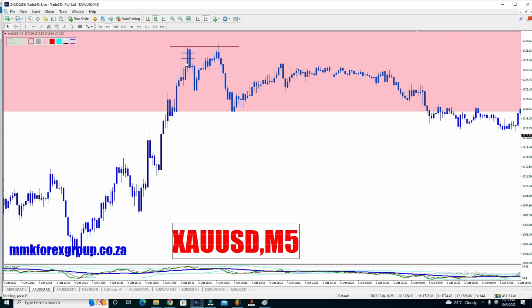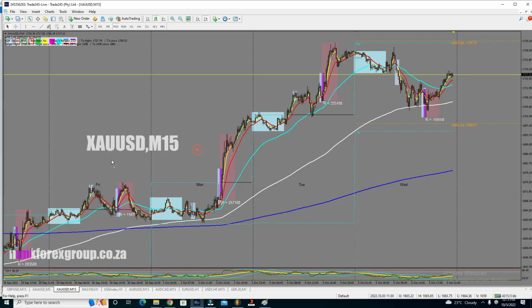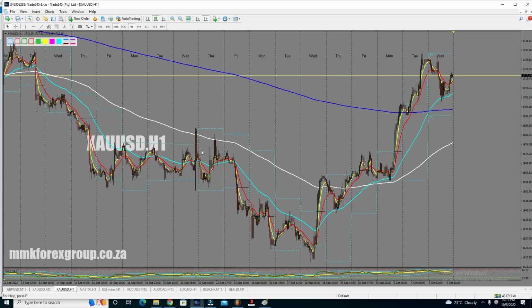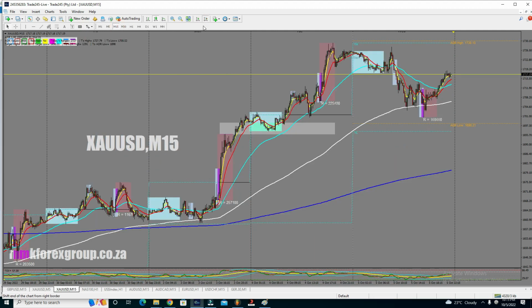If you look at the H1 time frame, as you can see, price was pushing up. The only setup that was actually worth trading is this bounce just above that Asian range, and then we had an ID 50, intraday 50 bounce. So price continued going up.